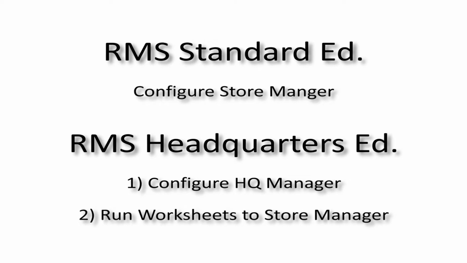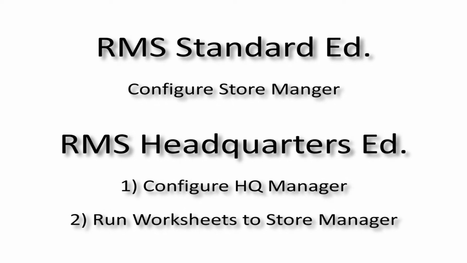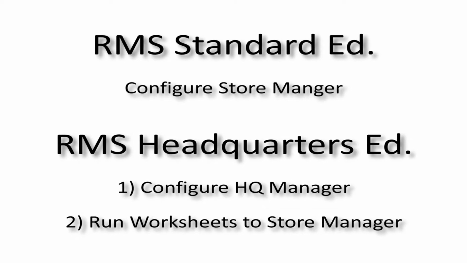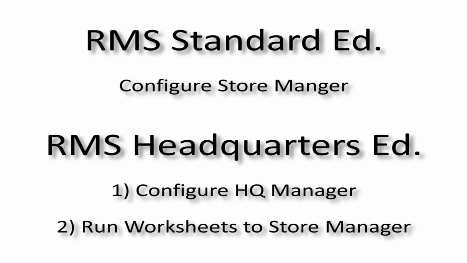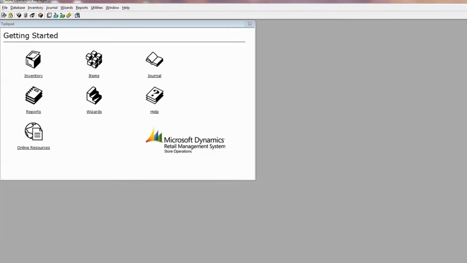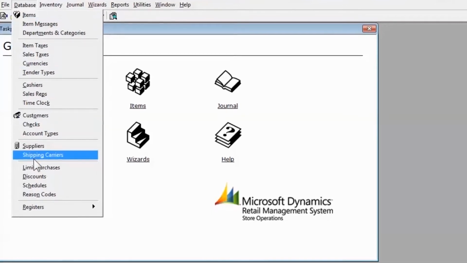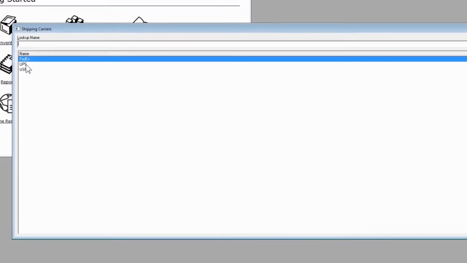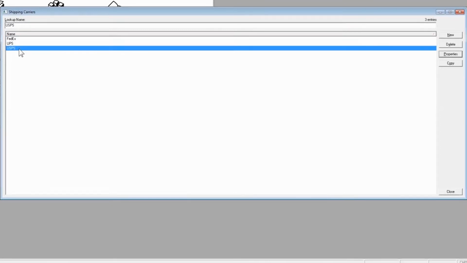We begin in RMS Store Manager. Please note, RMS HQ users perform the following steps in HQ Manager and run the appropriate worksheets to the appropriate store. Select Database, then Shipping Carriers. In the dialog box, you're presented with the existing shipping carriers. For this demonstration, we'll start from scratch, creating new carriers and services.